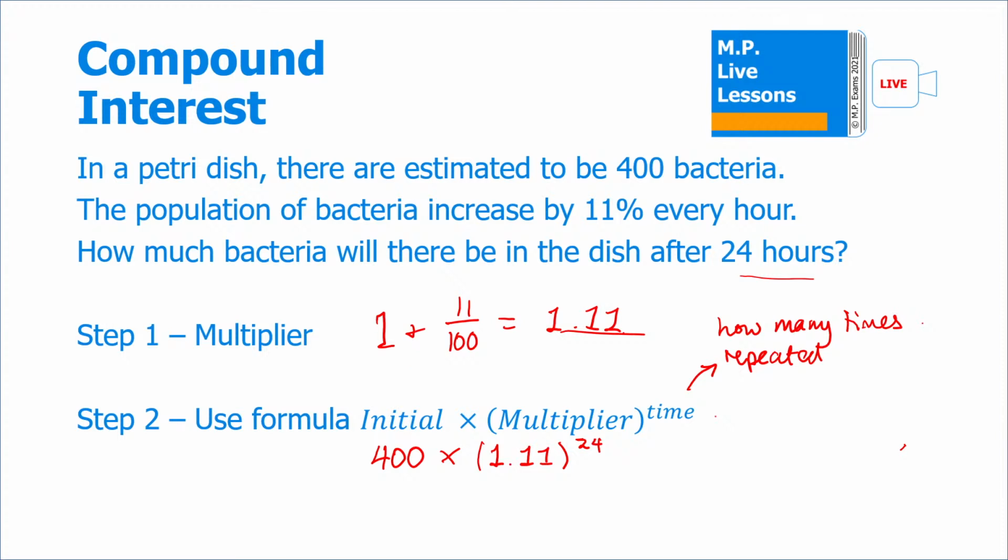Put this into your calculator. You get a very large amount, which is 4,896. So that's to the nearest one.